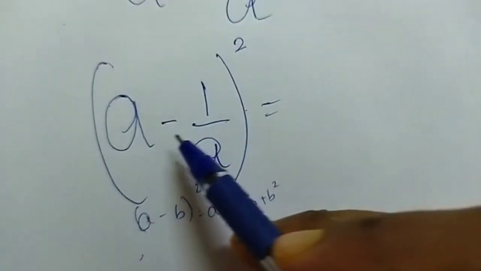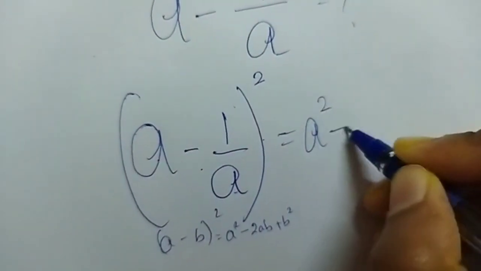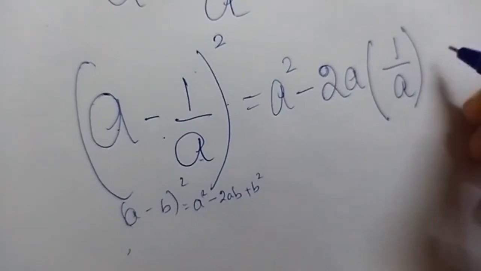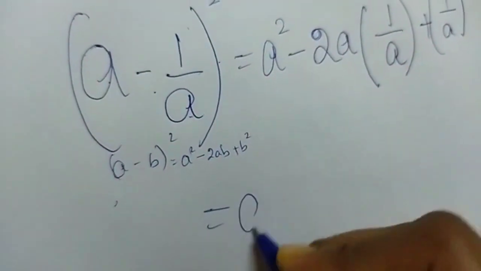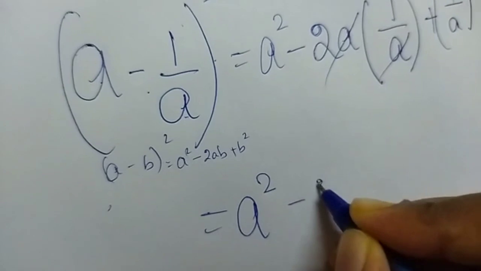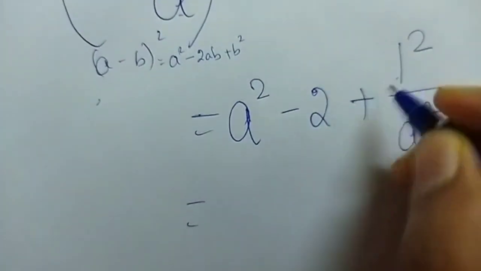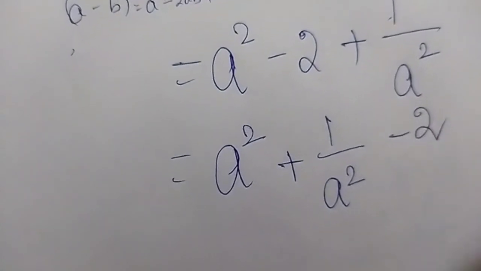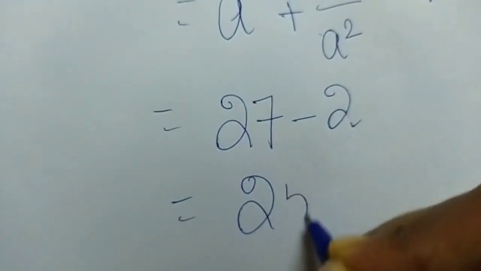So if I substitute here, a minus 1 by a whole square is a square minus 2 into a into 1 by a, plus 1 by a whole square. A gets cancelled, so minus 2 plus 1 square by a square. So we can rewrite this as a square plus 1 by a square minus 2. So a square plus 1 by a square is nothing but 27. 27 minus 2 is nothing but 25.